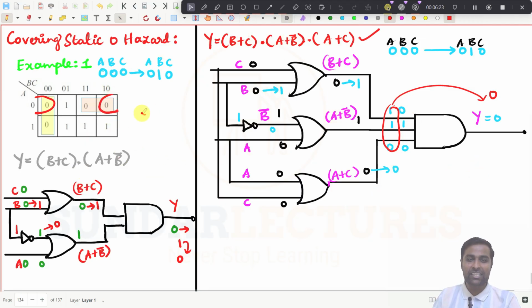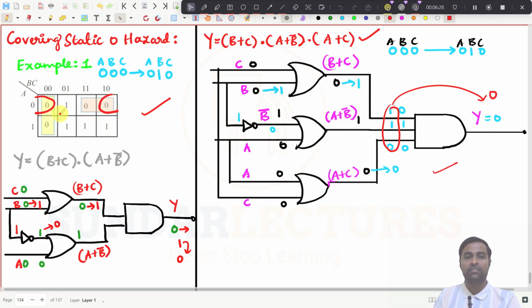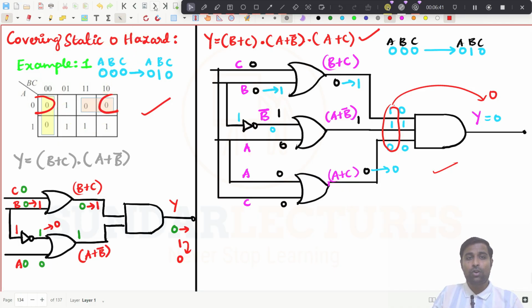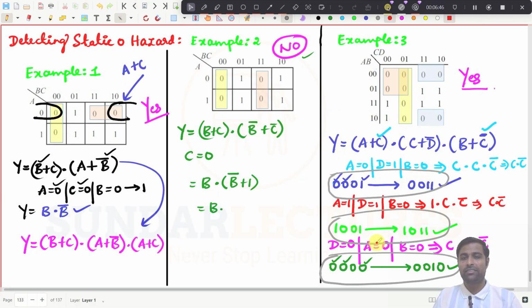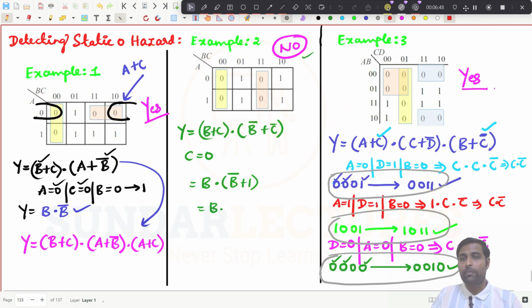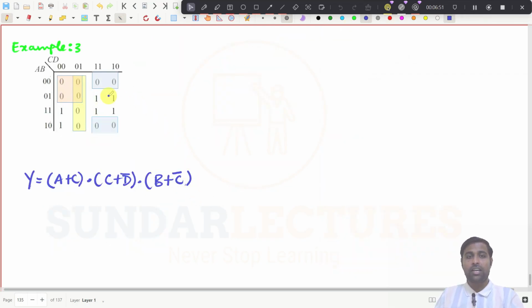See, we have detected the static 0 hazard here and we have eliminated it by covering these two groupings with an extra pair. With extra grouping, it may not be restricted to a pair, it may be a quad. If there is any quad possibility, then you have to go to the quad possibility, right? So you see here, I have taken this one, we have already seen this example, so I will just copy it down. In this circuit, for this equation you will get a static 0 hazard, that is what I have already told you.